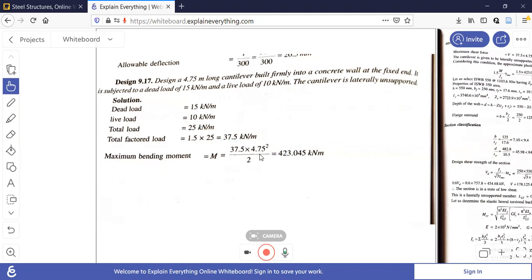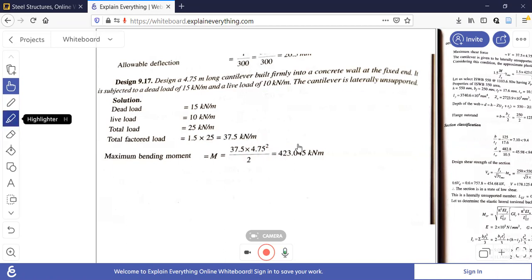L is 4.75 meter. I already told you that some boundary conditions they have to give in order to refer to the table. If that is not given, whatever LLT value is given in the problem only should be used. So we are going to use the same as effective length, 4.75. W is the factored total load, it is live plus dead load. The moment is 423.045.